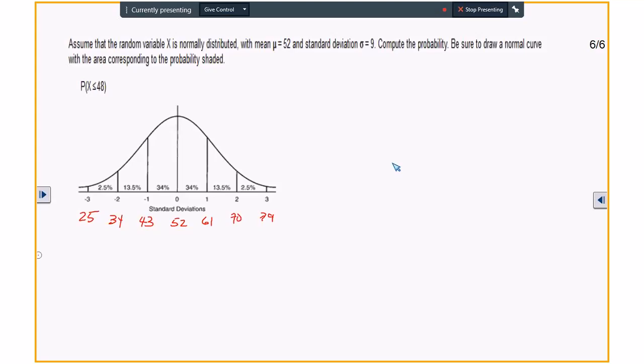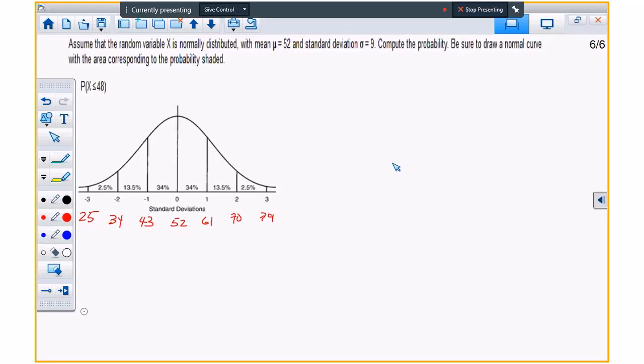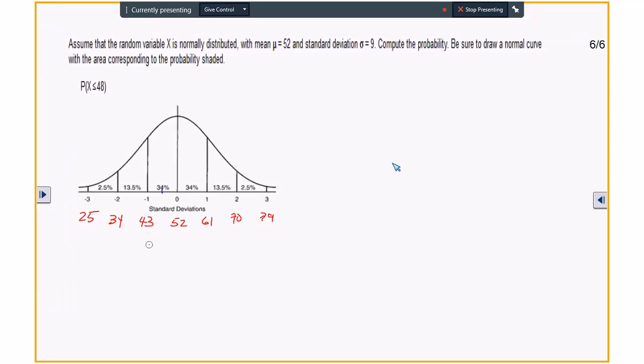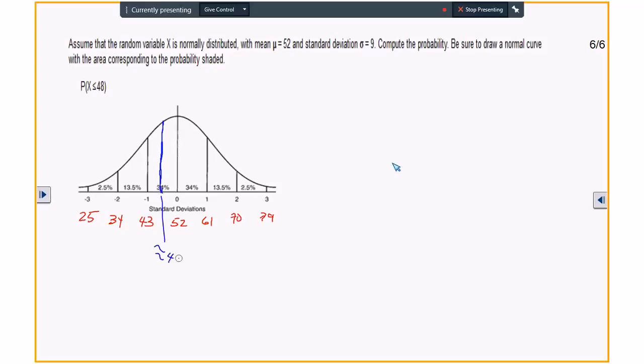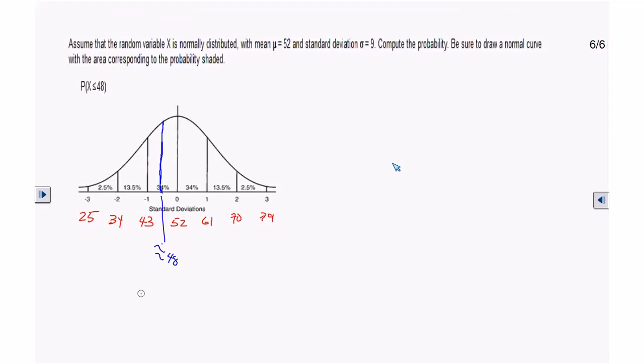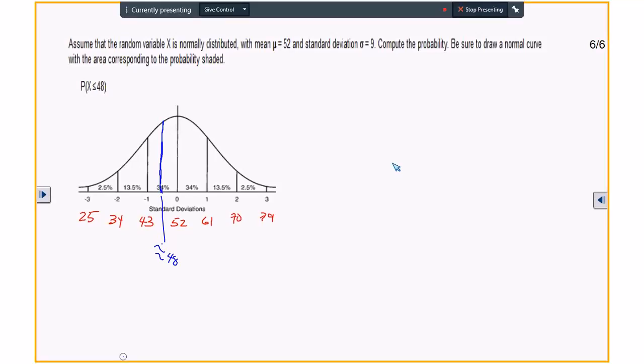All right, so 48. First of all, we need to find 48. So we take our handy dandy blue marker, and 48, okay, 43 to 52 is 9. Half of 9 is 4.5. So we're going to say 4.5 here, right at 48 here. Is that what we're wanting? Yeah. So 48 is a little bit to the left of that, so that's 48. Notice I wrote approximately because I don't know exactly if that's it or not.